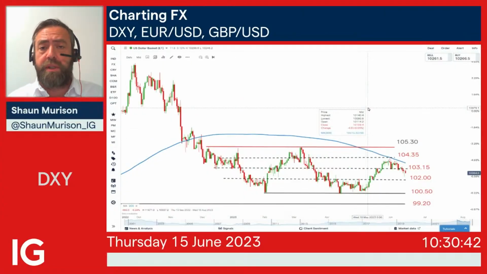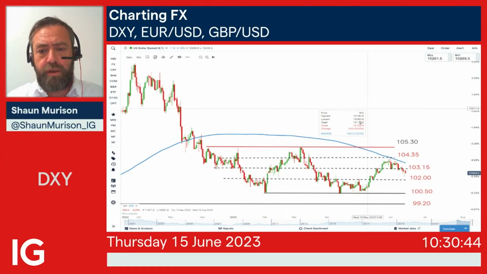Today we do have some more central bank activity in the form of the ECB main refinancing rate. We're expecting a 25 basis point increase in that lending rate. Obviously a key for markets, especially European markets and Euro crosses at this stage. So let's look at some charts, starting off with the dollar.